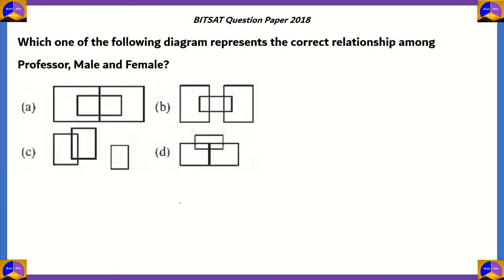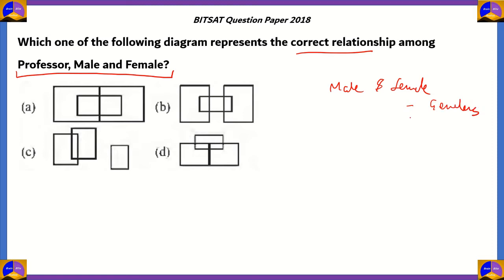Let's look at a question. This is strikingly close to Venn diagrams and relations. Which one of the following diagram represents the correct relationship among professor, male, and female? Well, if we look at the three categories, we know that male and female are the two genders, and professor is a job title.